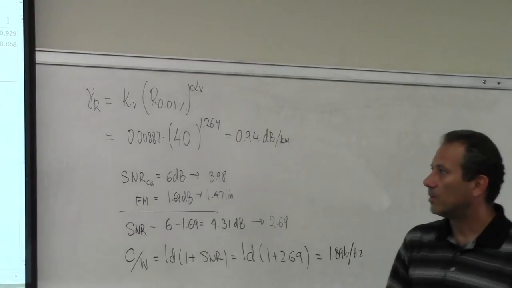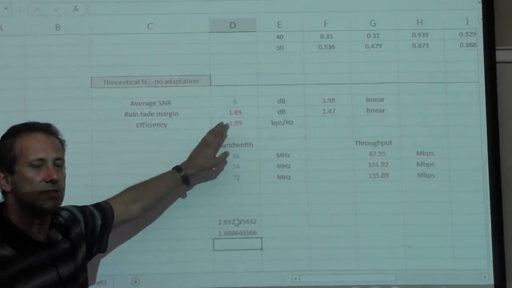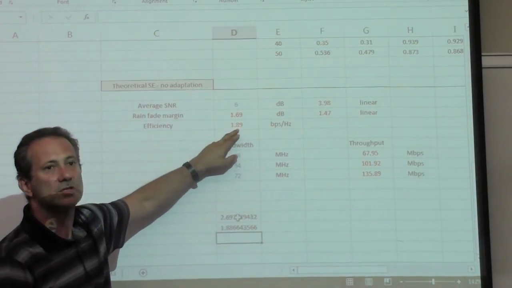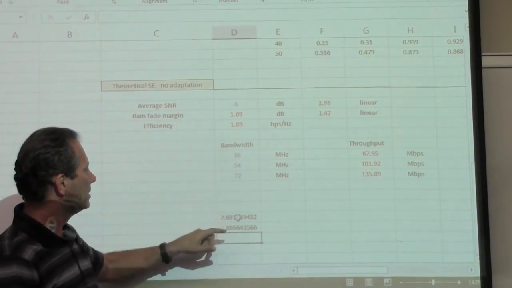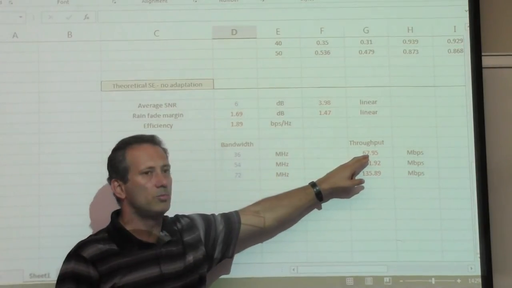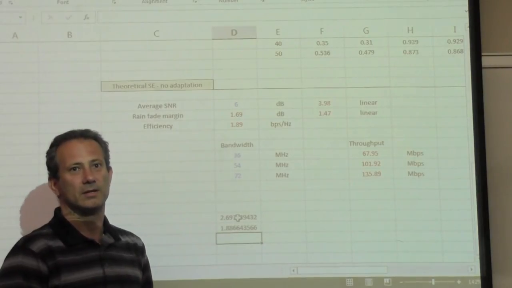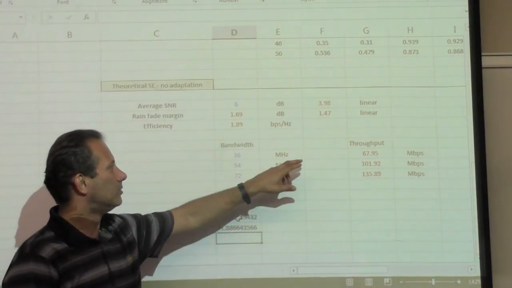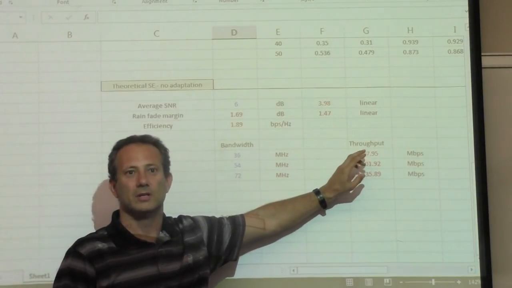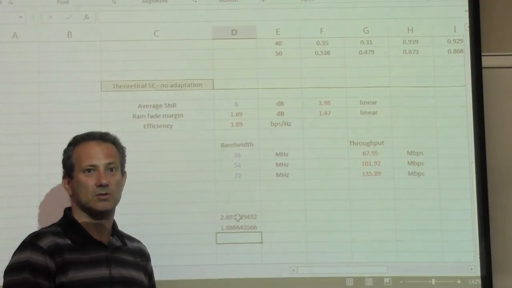So that's obviously this number here, my efficiency. If I design my system to operate with this level of reliability, this is the highest efficiency I can have, right? And what that means, if I'm operating a 36 megahertz transponder, then I can count on a throughput that caps at 68 megabits per second. I cannot get more than that, right? Because this is assuming that you're right at the Shannon limit. So comfortably, you can operate at like 50 megabits per second or something lower.